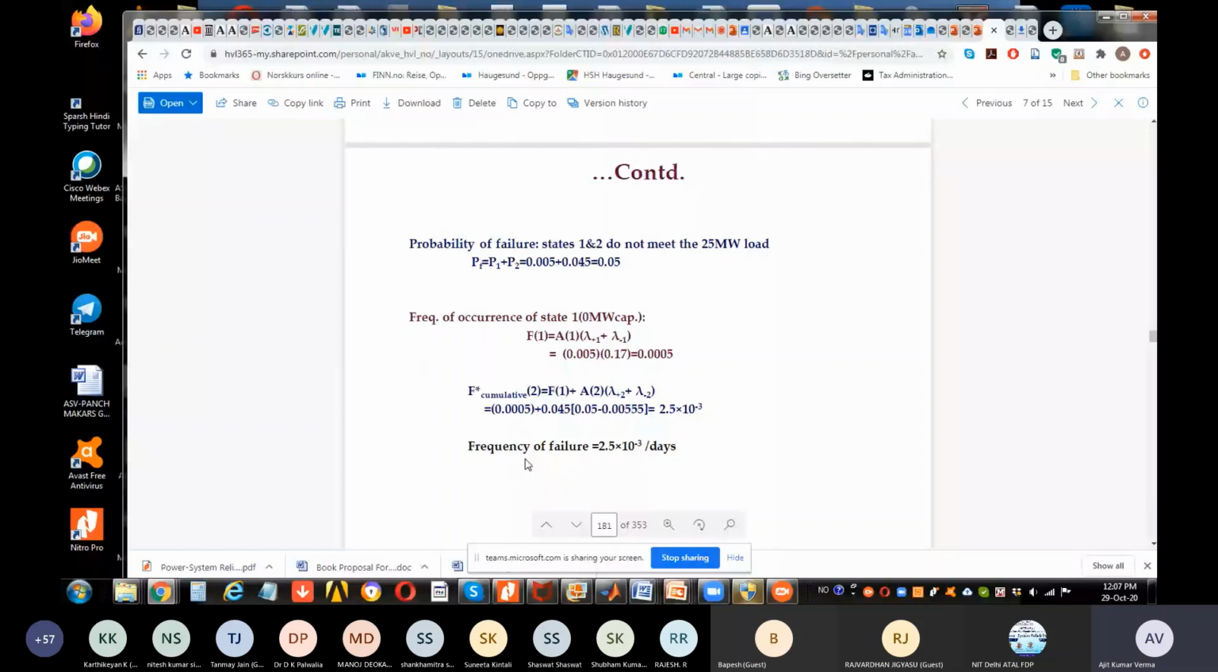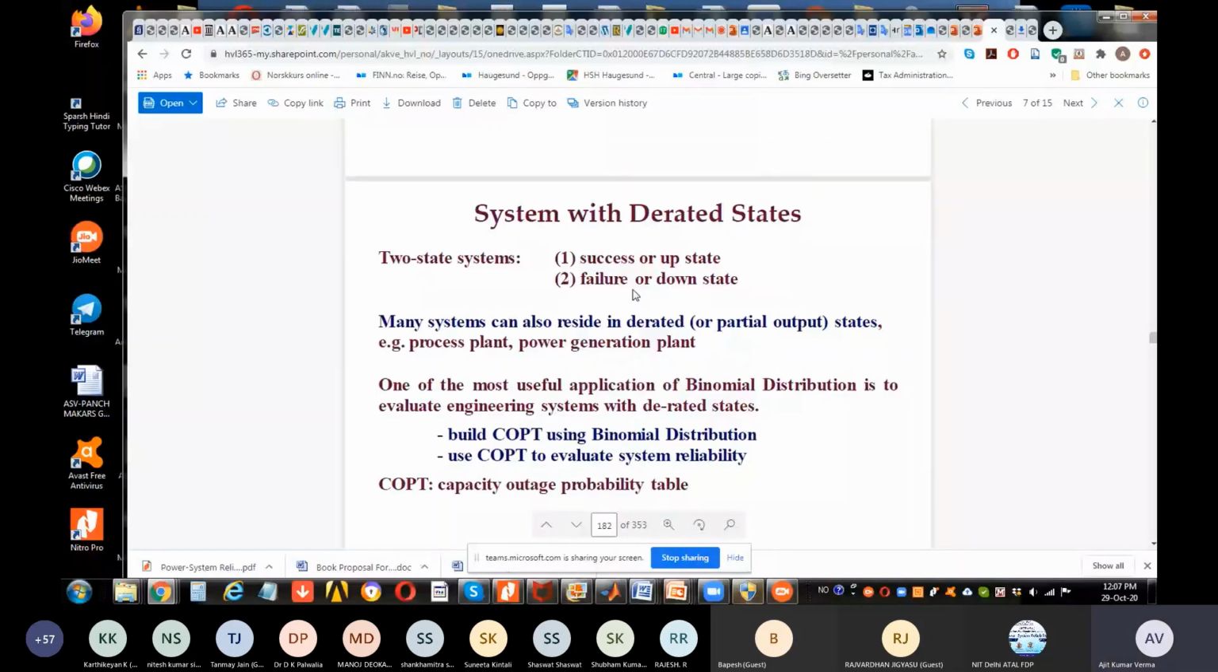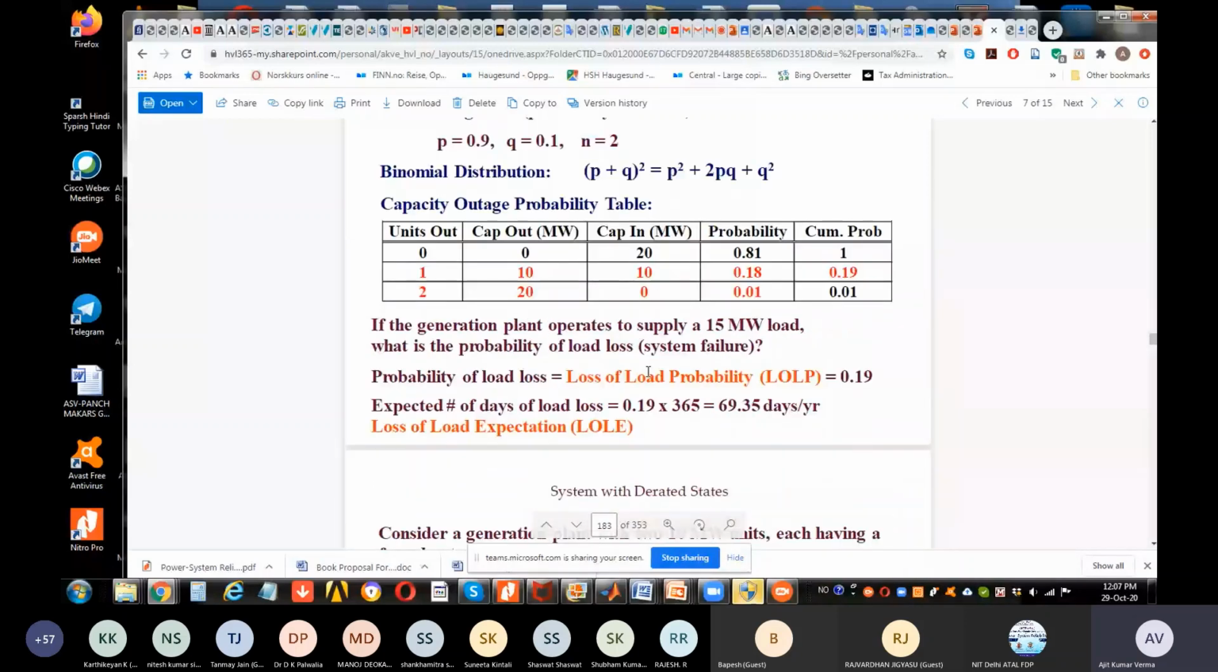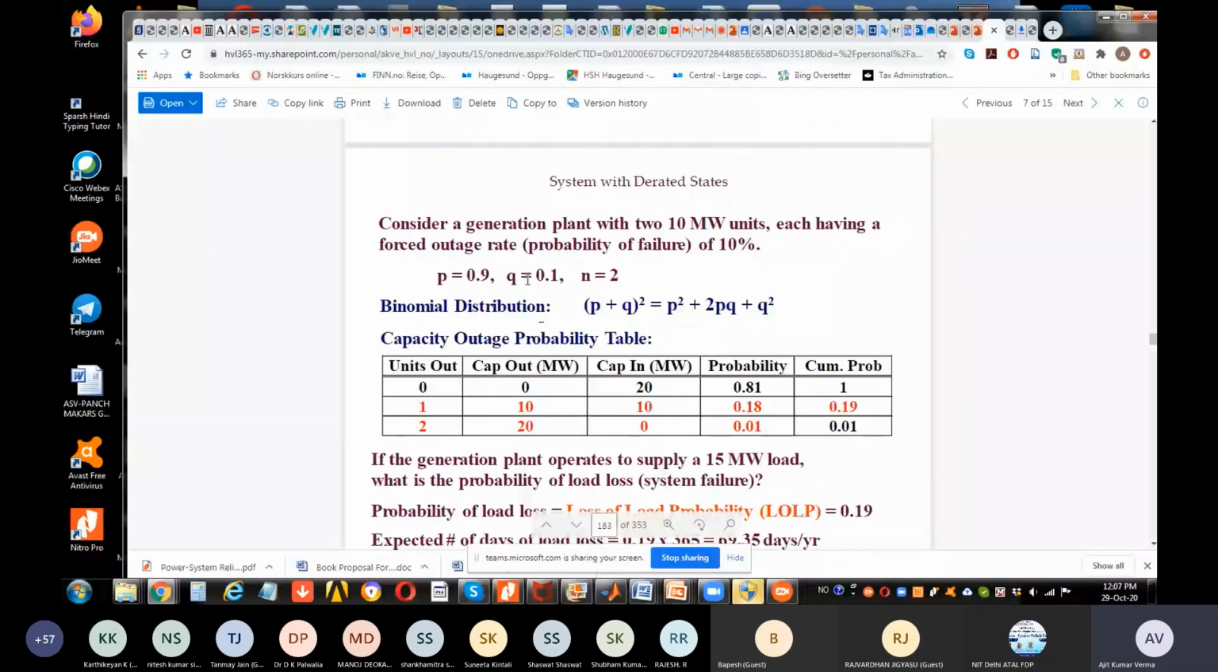Now let's look at systems with derated states. Two state system, success or up. These are some things which you already know. Use the binomial theorem to obtain the capacity outage probability table. So let's consider a generation plant with two 10 megawatt units, each having a forced outage rate of 10%. That means availability is 0.9, unavailability is 0.1, that's 10%.